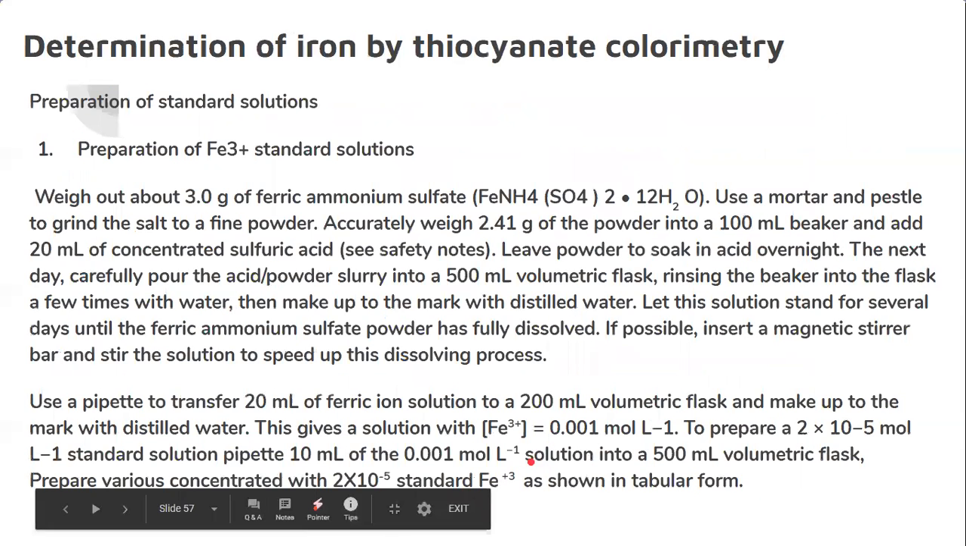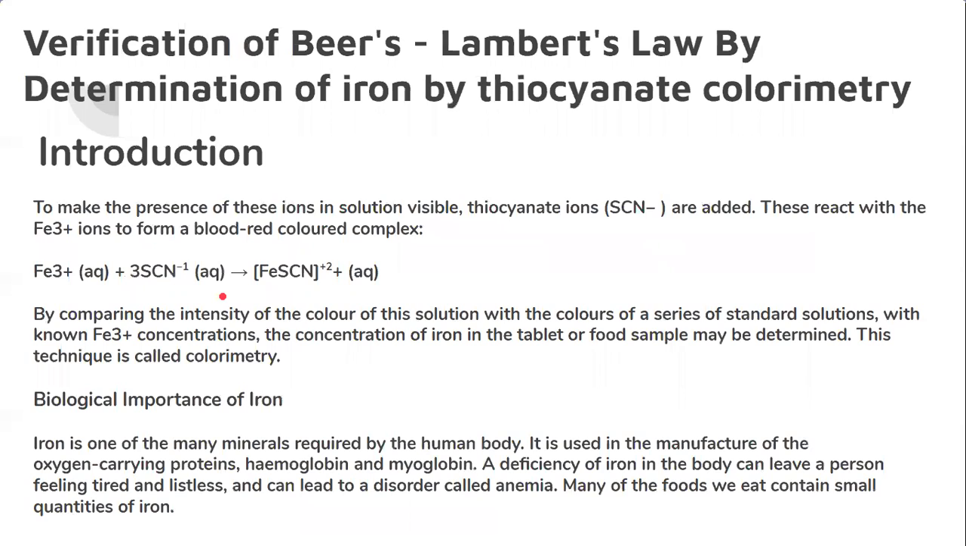Just a recap of what we have discussed so far. Introduction: ferric ions in water form a colorless solution. Colorless solutions cannot be used in colorimetry, so we need to impart color to that solution. How can we impart this color? By using thiocyanate. This thiocyanate reagent reacts with iron or ferric ions and imparts a blood red color. Next, what is the biological importance? We know that.